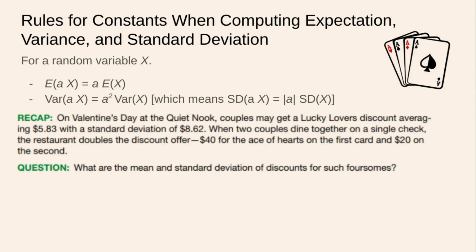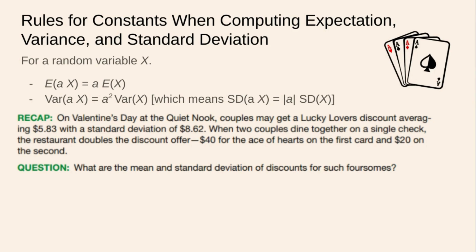When two couples dine together on a single check, the restaurant doubles the discount offer. That's pretty neat. $40 for the ace of hearts on the first card and $20 on the second, assuming you picked that ace of diamonds first. So, what are the mean and standard deviation of discounts for such groups of 4?